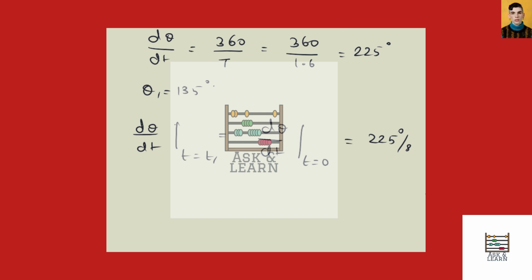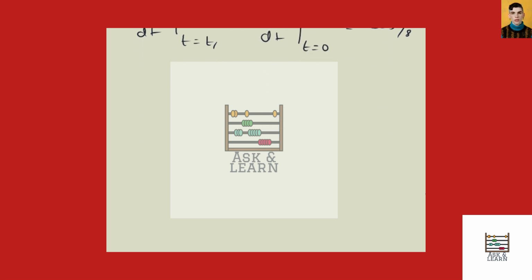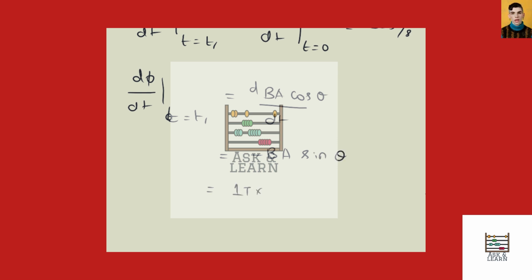Then we will be calculating. Now d phi by dt has to be calculated. At time t equal to t1, it is the differentiation of BA cos theta divided by dt. On differentiating we will be getting minus BA into sine theta. Therefore, B is 1 Tesla into area is 0.114 meter square into sine of 135, into 225 degree per second, which is equal to minus. Therefore, on calculating this, we will be getting 3.83 kilogauss per meter square.